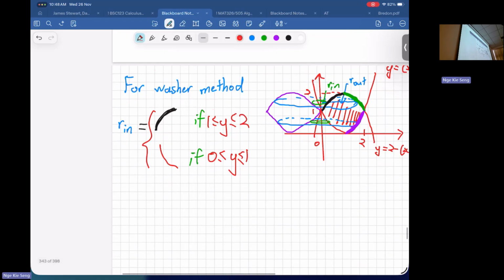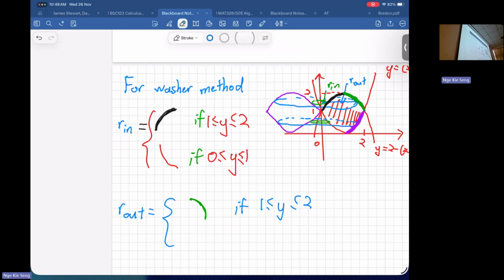Okay, and your R out. So your R out is the green part if y is in between 1 to 2, and your R out is the purple part if y is in between 0 to 1. Okay. So do you know how to describe the black, green, red, and purple?